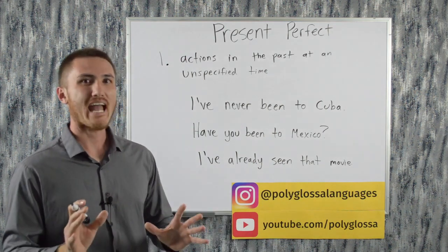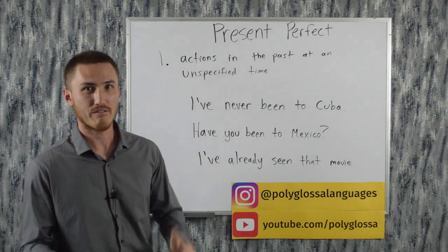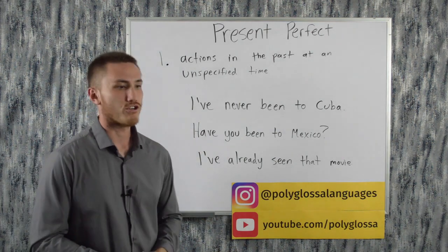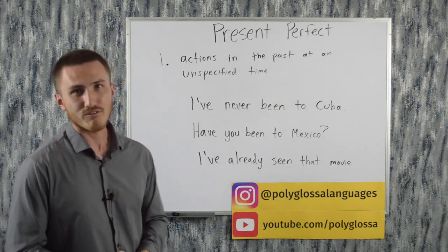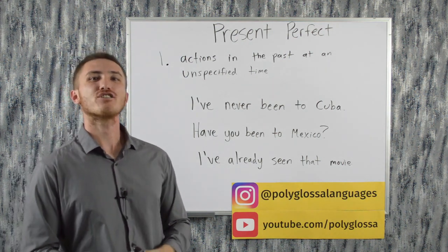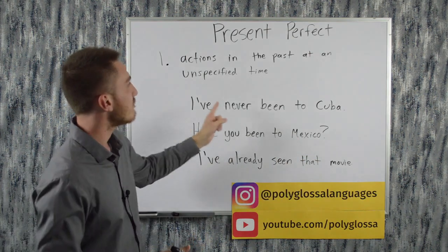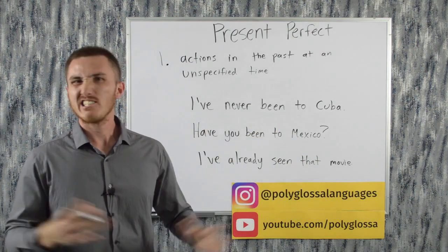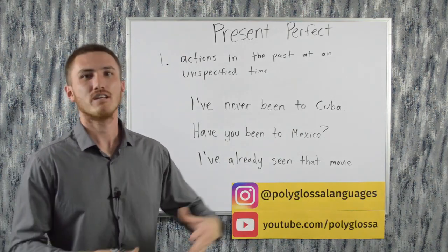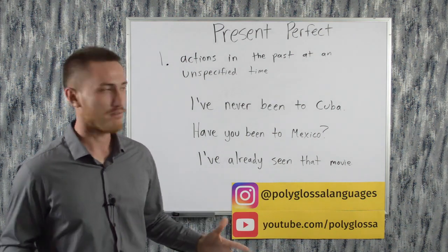So now let's look at the incorrect usage of this number one usage of the present perfect, okay? So for example, some English learners might say, I never went to Cuba. That's not correct, right? They're talking about their whole life, so they need to use I've never been to Cuba, because they're not talking about a specific time, a specific vacation. They just mean their whole life. In their whole life, they've never been.